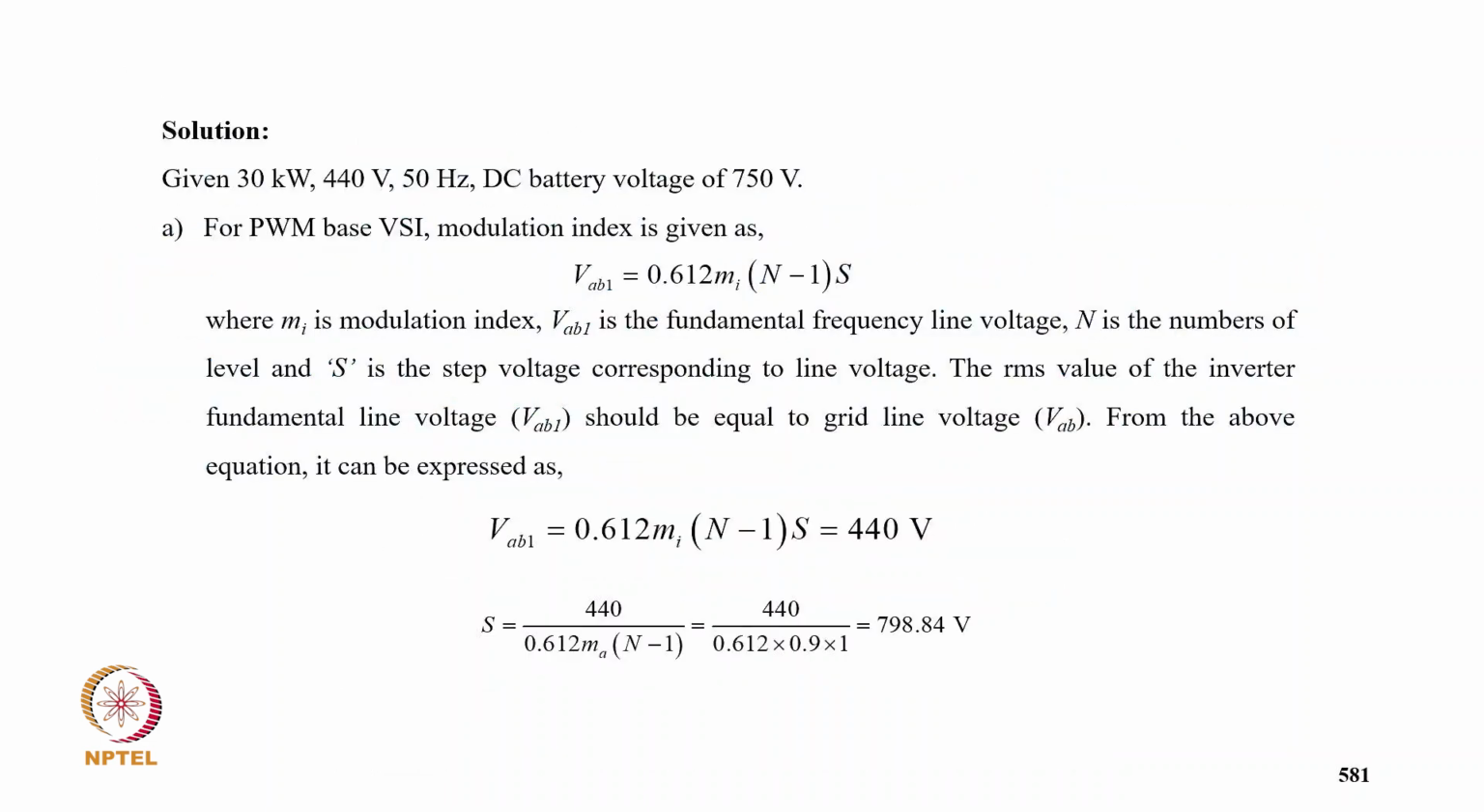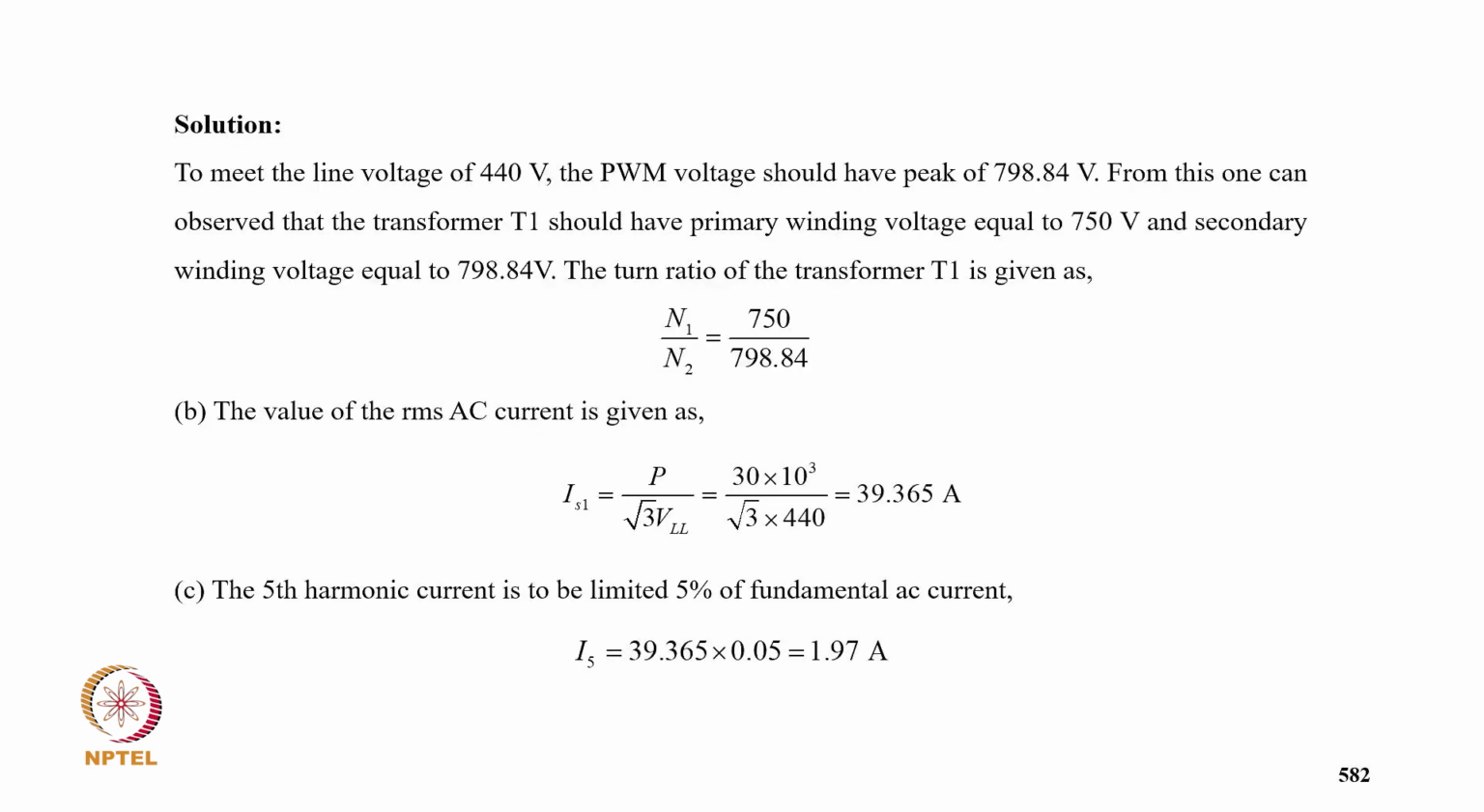So coming to the solution: a 30 kilowatt, 440 volt, 50 hertz supply with a DC link of 750 volt for PWM VSI. The fundamental line voltage is VAB1 = 0.612 MI (n-1) S, where MI is the modulation index, n is the number of levels, and S is the step voltage. The RMS voltage of the inverter should be equal to the line voltage, so from VAB1 we calculate 0.612 MI (n-1) S = 440 volt, and S equals 440 divided by 0.612 MI into (n-1), so putting in values it comes to 798.84 volt.